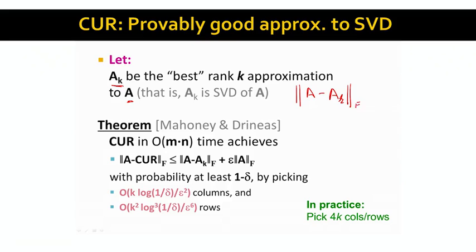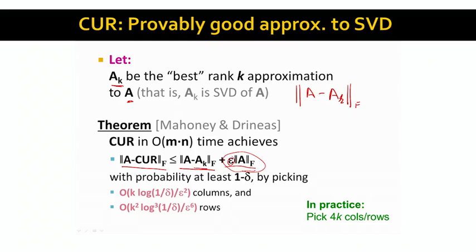Now, what Mahoney and Drineas proved is a theorem that connects the quality of the CUR approximation to that of the SVD approximation. The theorem says that the reconstruction error of CUR is less than the reconstruction error of SVD plus some epsilon times the Frobenius norm of A. The Frobenius norm of A tells us the magnitude of the values in matrix A. So the theorem says that the CUR reconstruction won't be too far away from the SVD reconstruction. It will be some additive error term away from the SVD reconstruction, which is the best possible reconstruction we could achieve. What are the conditions for this to hold?